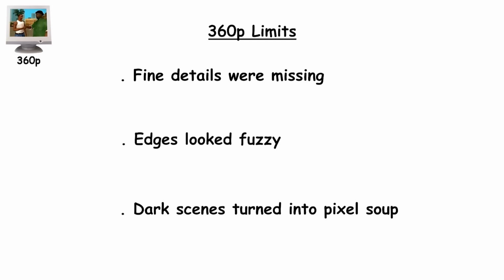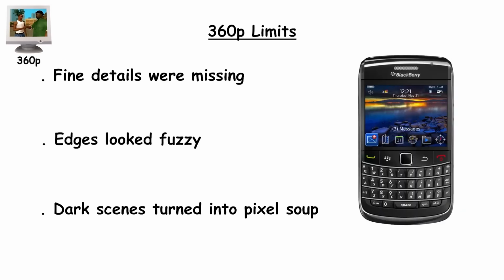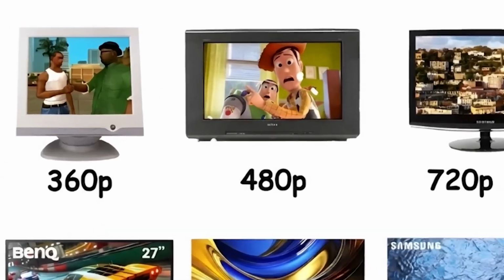That said, 360p still had clear limits. Fine details were missing, edges looked fuzzy, and dark scenes turned into pixel soup. On anything bigger than a phone screen, the flaws became obvious fast. Watching 360p on a laptop already felt stretched. On a TV, it was a crime.